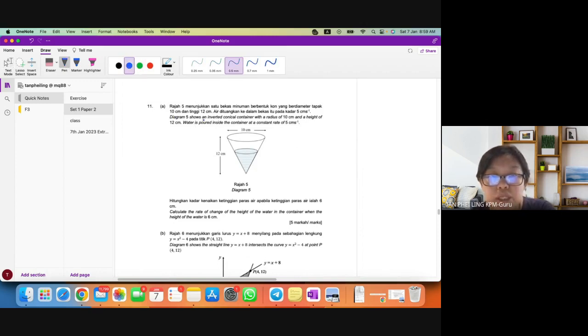Diagram 5 shows an inverted conical container with a radius of 10 cm. This is also a Form 5 question, because it's talking about differentiation. So this is your radius of 10. The diagram is wrong. Either it's a radius of 10, or it's a diameter of 10. Then they want you to put 5. But I think it should be a diameter.